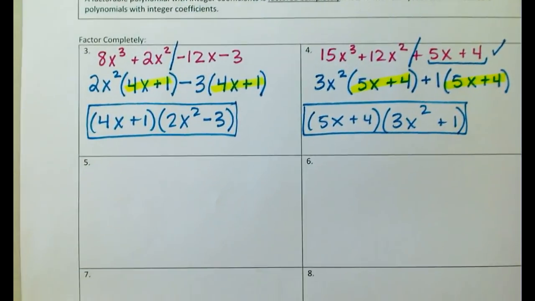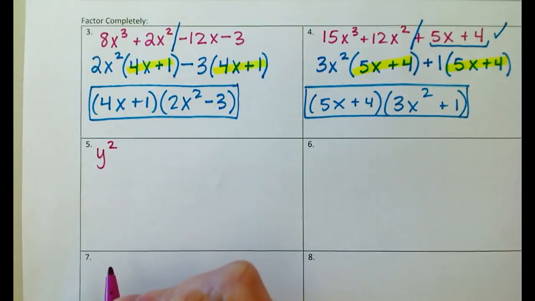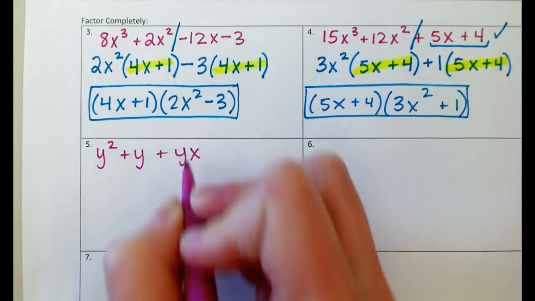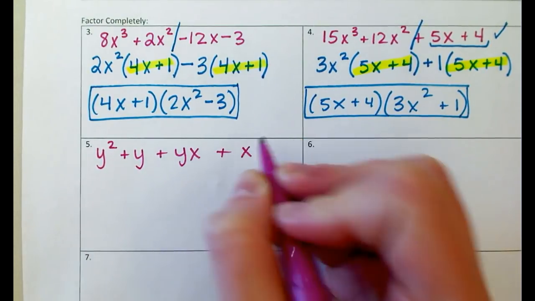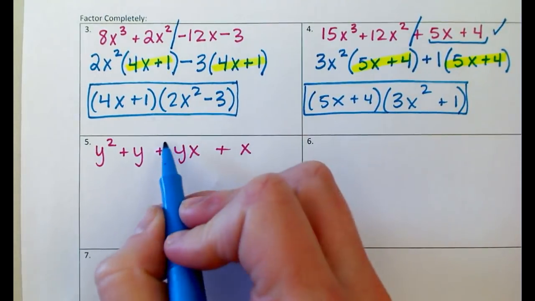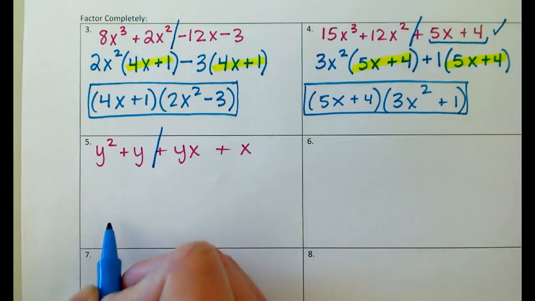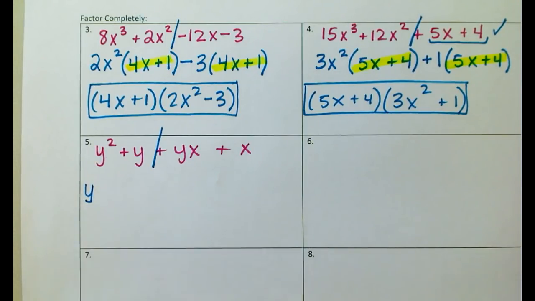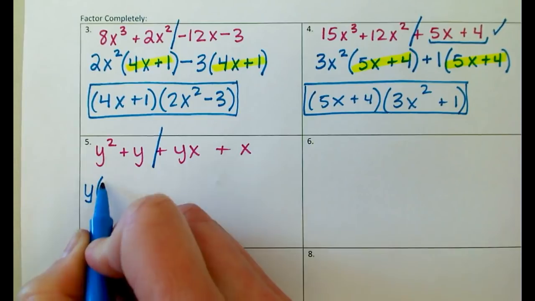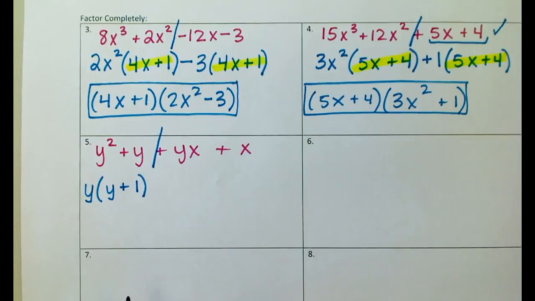Okay, number 5. Our problem is y squared plus y plus yx plus x. Two variables here works the same way with one. Cut the problem in half and find what's in common between the first two terms. Here I have y squared and y, so they each have a y in common. This will leave behind on the first term y, and on the second term a positive 1.